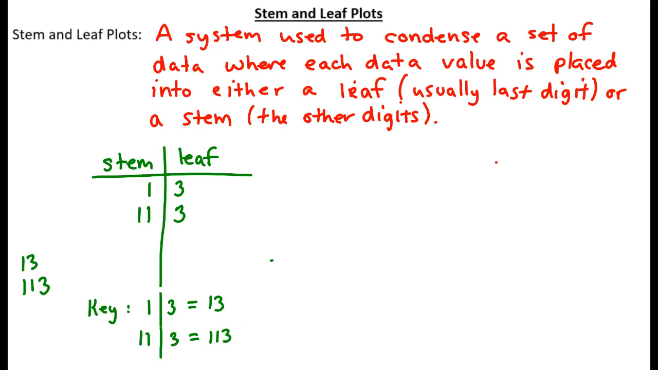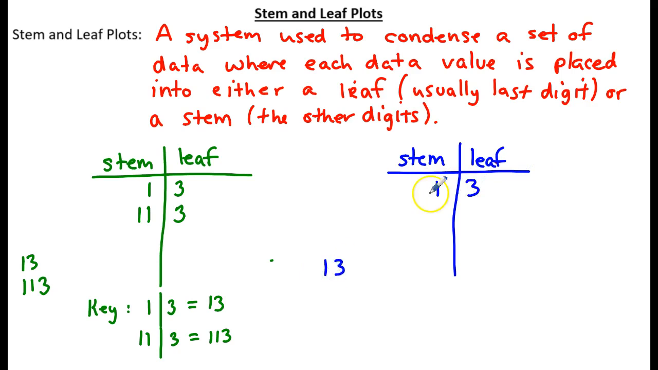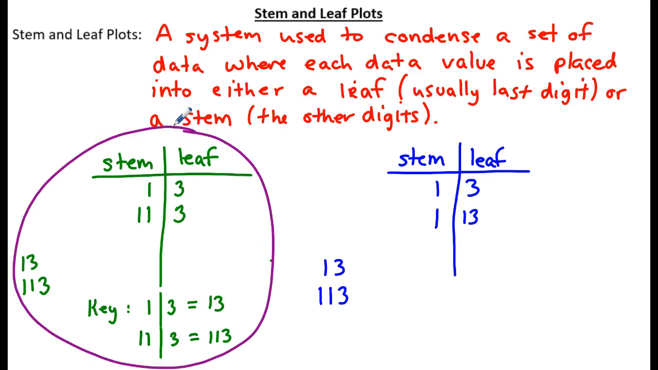Now, according to your textbook's definition, stems would still go on the left, the leaf would still go on the right. 13 would look the same: the tens place would be the 1, which is your stem, the ones digit is the 3, and that is your leaf. But for 113, your stem would still be 1, and now your leaves become the 13. So again, this is the way that we will go about it for our purpose.